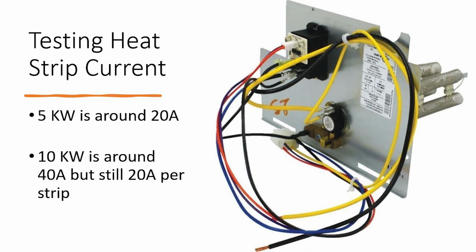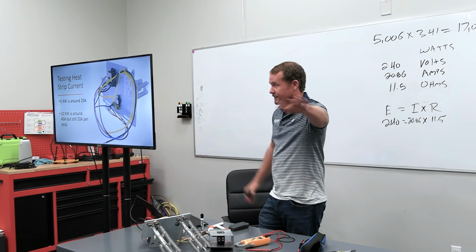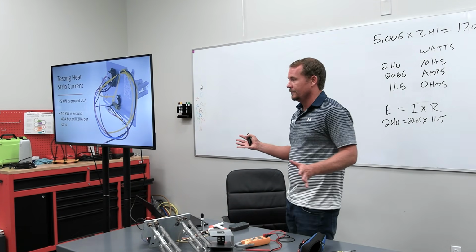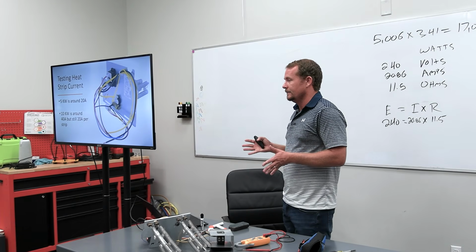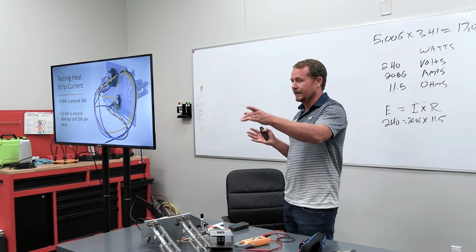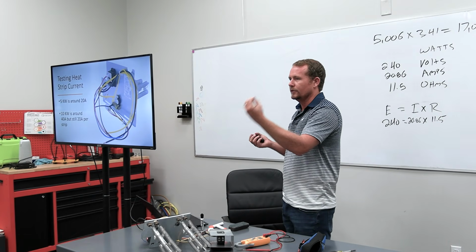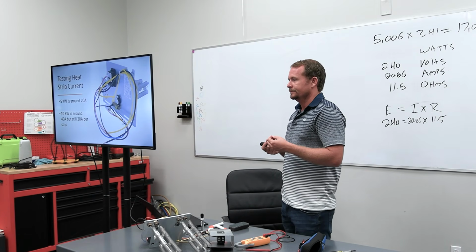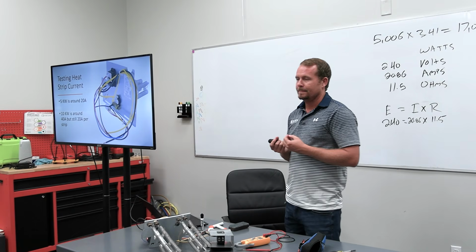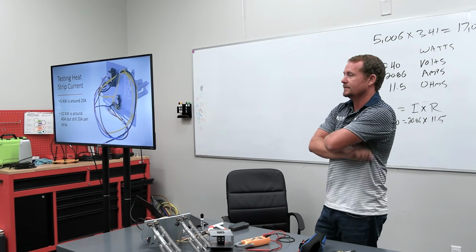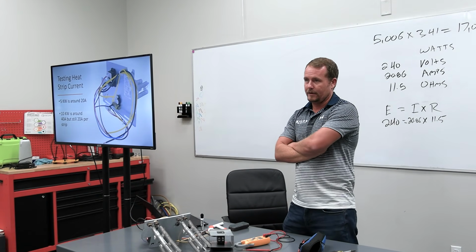Testing heat strip current. So 5 kilowatts, it's about 20 amps. But we talked about why it changes. If you're hooked up like we are here, because this is a 208 facility, quick question, why is this a 208 facility? What does it mean for something to be 208? It's commercial setting, right? It's going to be generally commercial. But why are commercial buildings often 208? Why is that? Because if I measure at the outlets here, what voltage am I going to get out of these outlets? You're going to get 120, right?